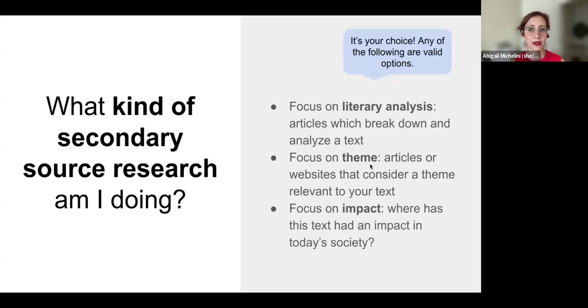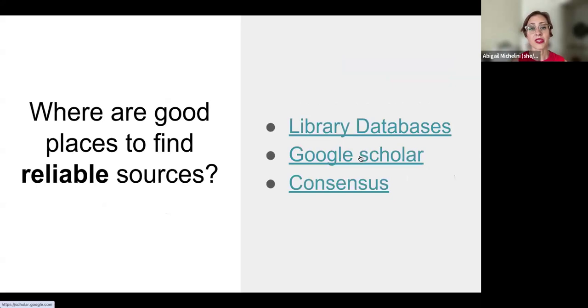Or you can focus on impact, okay? So where has this text had an impact in today's society, or how does this actually play out in real life? So I'm going to walk you through a theme and impact example today. But first, I want to show you where are good places to find reliable sources.